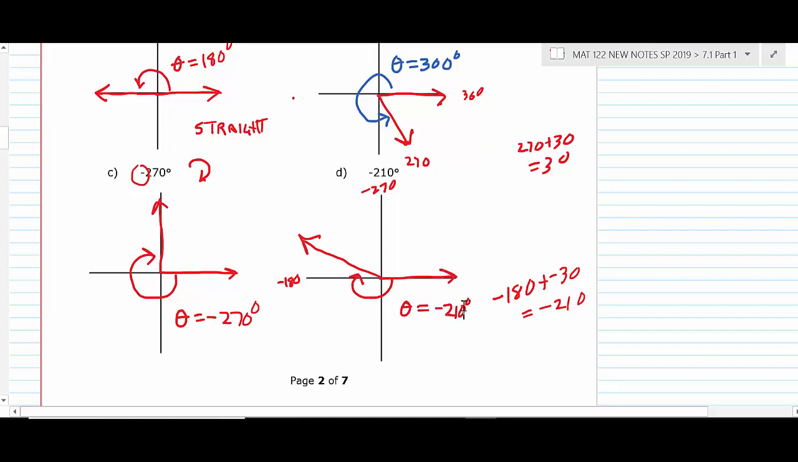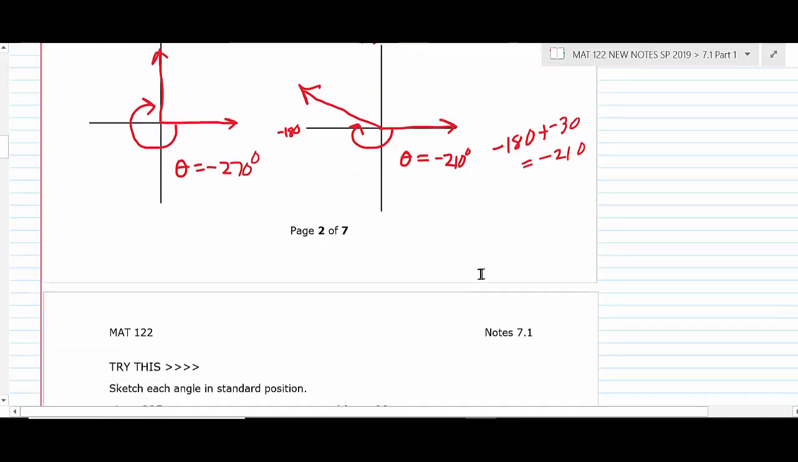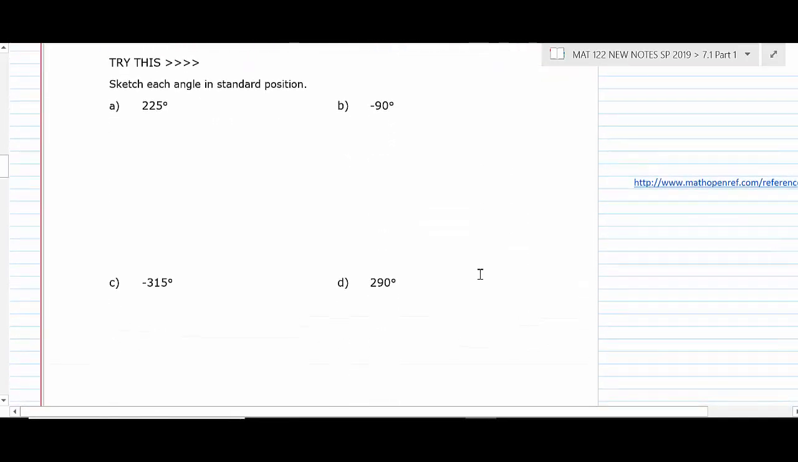All right, so everything we do in trigonometry has something to do with an angle. All semester long, you'll be looking at angles in just about everything we do. So you want to know what we mean by standard position.